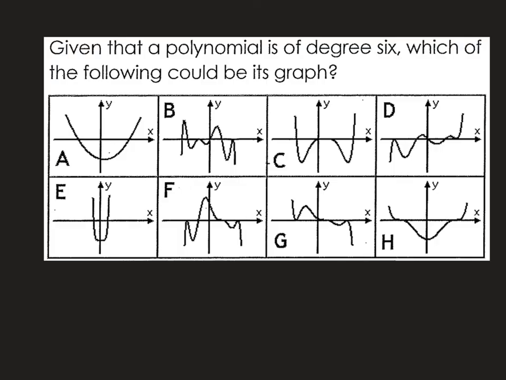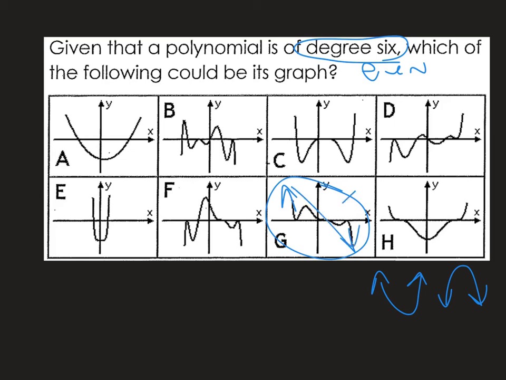So in our last example here, it says, given that the polynomial is of degree 6, which of the following could be its graph? Well, I know that since it's even, I'm looking for something that ends in the same direction for end behavior. It's either both up or both down. So it looks like G is odd. This goes out this way and out this way. Nope. And D also, no good.